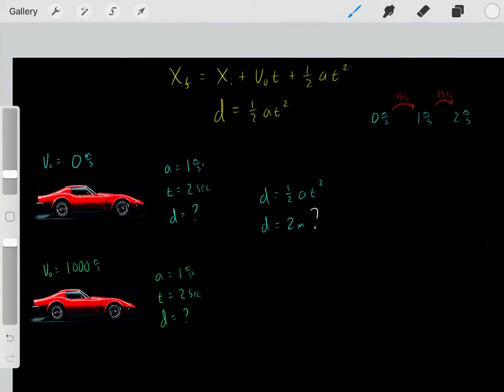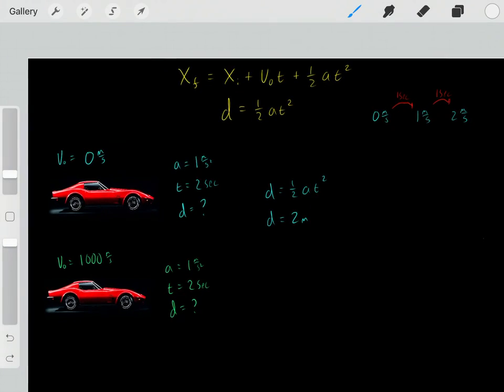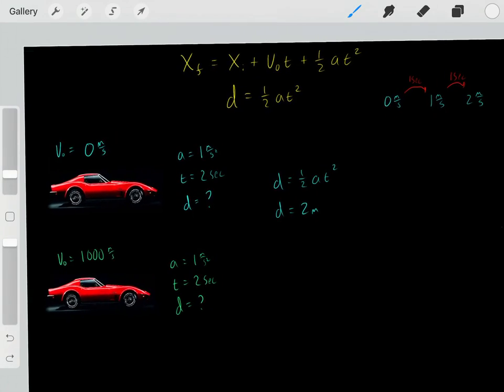And does that make sense? Is this a reasonable answer? Well, yeah, we know on average, over this entire 2-second time period, it was traveling on average around 1 meter per second. The first second it was at around 0.5 meters per second. The second it was at about 1.5 meters per second. But during this entire time, the average velocity for the entire 2 seconds was about 1 meter per second. So therefore, it makes sense that we traveled around 2 meters. That makes sense. It's logical. This checks out.